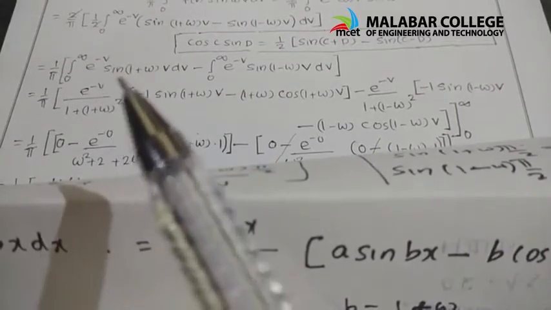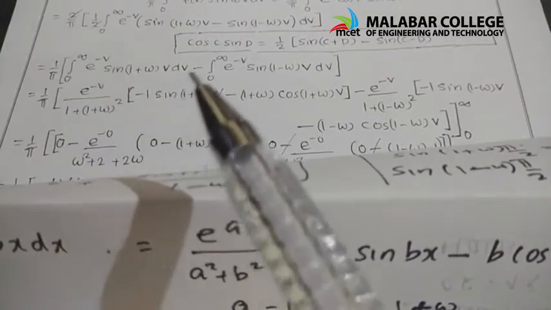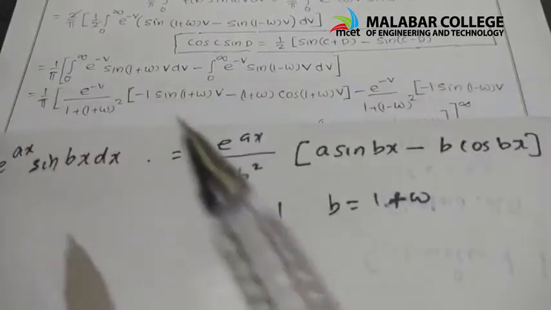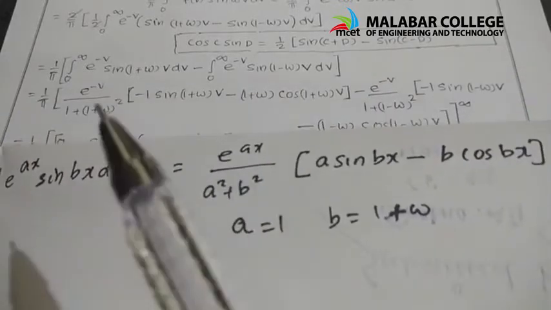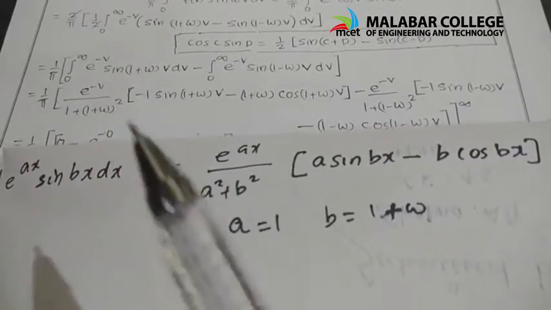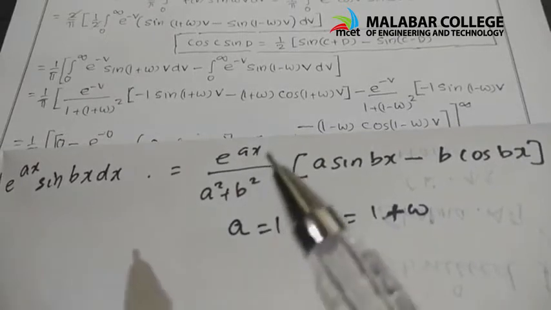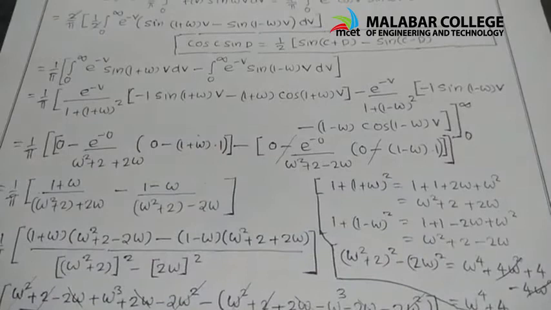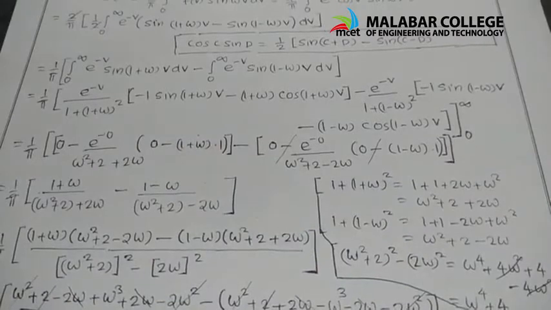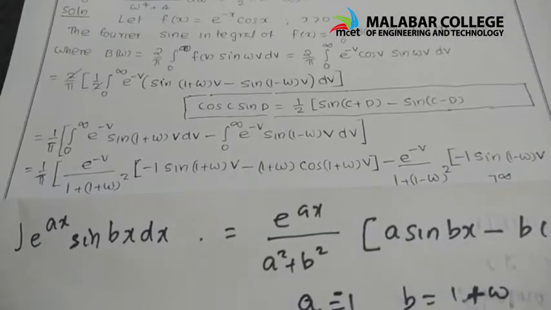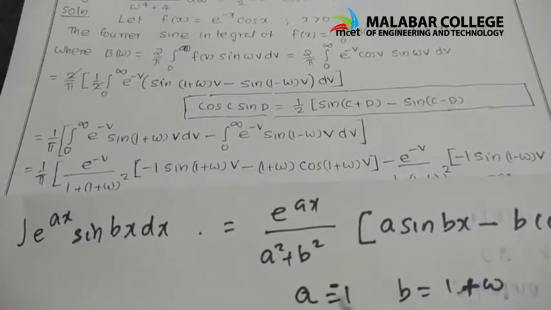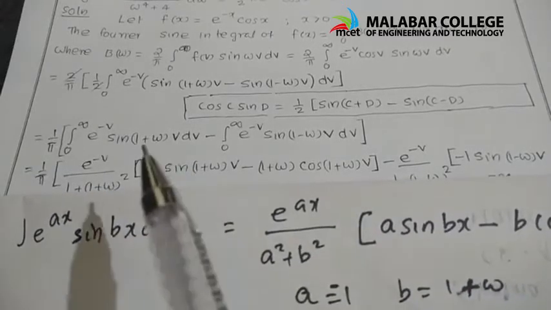The integral of e raised to minus v sin of 1 plus omega into v dv is e raised to ax by a square plus b square, by the formula. A is minus 1 here in this case, not 1. A is minus 1 here, and b is 1 plus omega here.